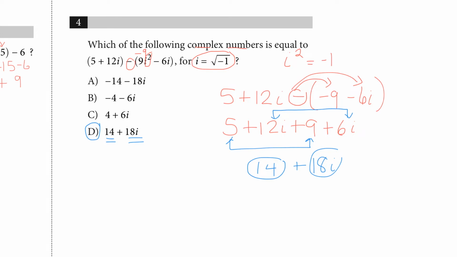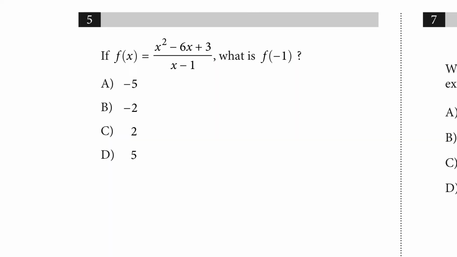That's problem number 4. Okay, problem number 5 says f of x is given as x squared minus 6x plus 3, all of that over x minus 1. What is the value of f of negative 1? What is the value of the function when x is equal to negative 1? So all we need to do is substitute, replace every x with a negative 1. So I'm going to have a negative 1 squared in the numerator minus 6 times a negative 1 plus 3. And then my denominator is going to be x, which is a negative 1 minus 1.